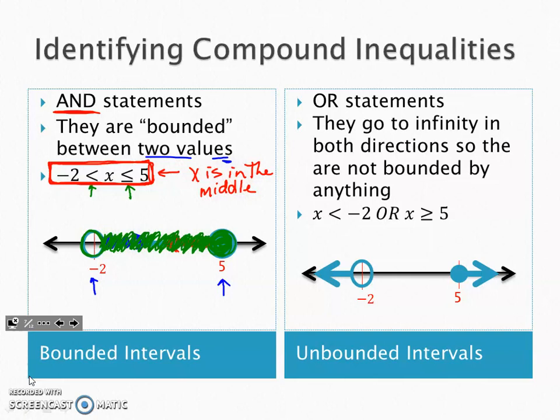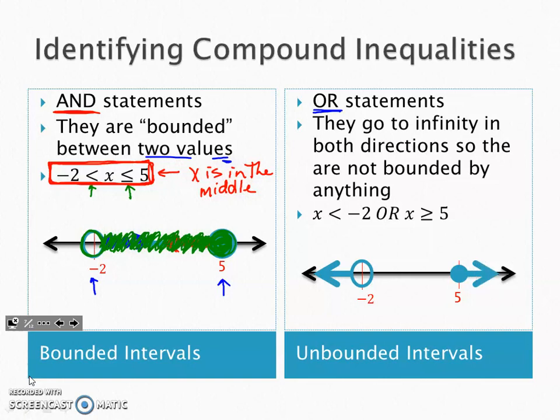Now, the flip side of this would be the unbounded intervals. Your unbounded intervals are going to be talking about your or statements. For an unbounded interval, it means that a number is going to be something or it could be something else. So for example, we could have an x value that is less than -2 or greater than or equal to 5. For this one here, it's not possible to have a value that fits into both of these cases, right? You could have a number that is less than -2, or you could have a number that's greater than 5, but they couldn't be the same number.